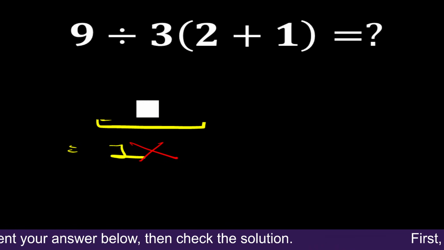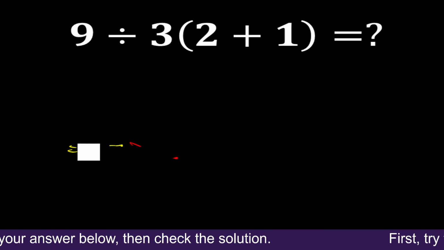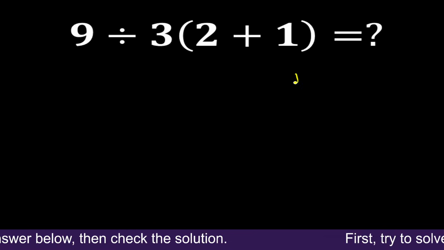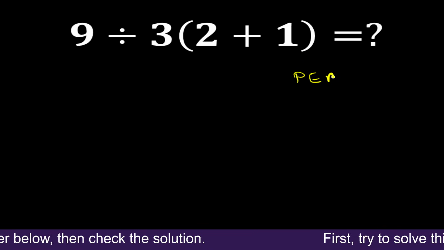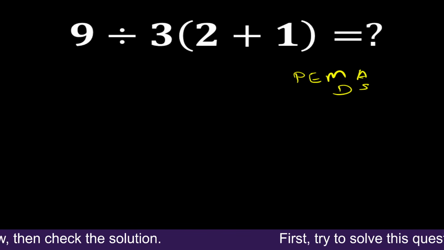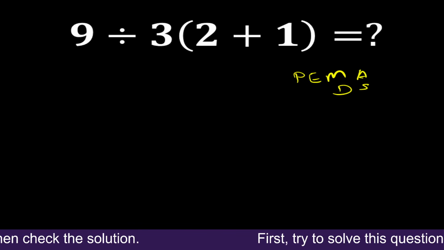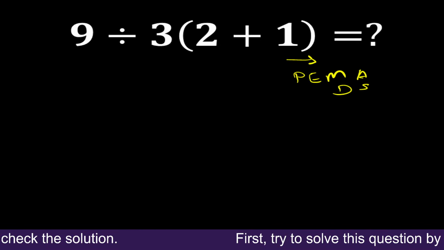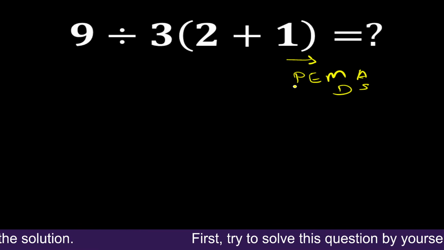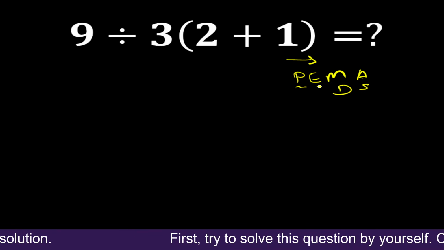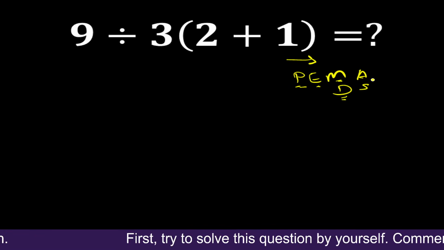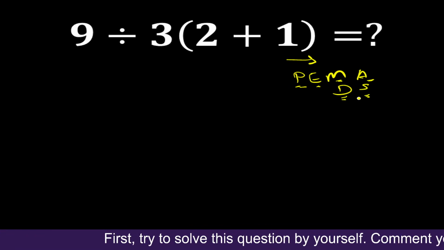Okay, so PEMDAS: multiplication and division have same priority, addition and subtraction have also same priority. Therefore, we have to solve it from left to right. Okay. So first P is equal to parenthesis, E is equal to exponent, M is equal to multiplication, D is equal to division, A is equal to addition, and S is equal to subtraction.